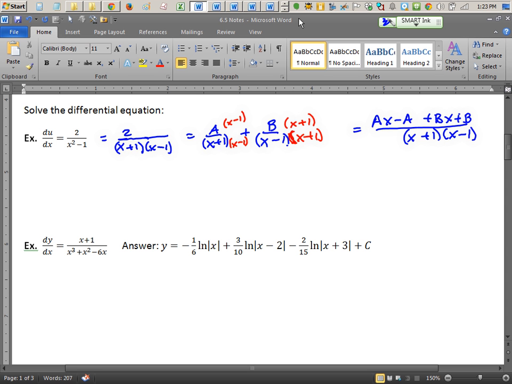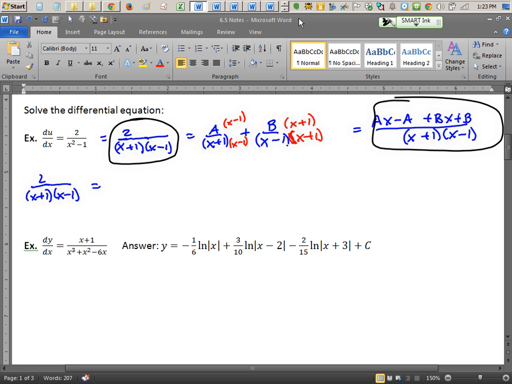So what am I doing? I separated it and now I put it back together again? What was the point of that? Well, the original function was 2 over (x plus 1)(x minus 1). And this new version of it is ax plus bx minus a plus b over (x plus 1)(x minus 1).